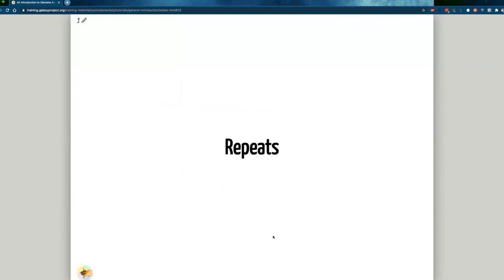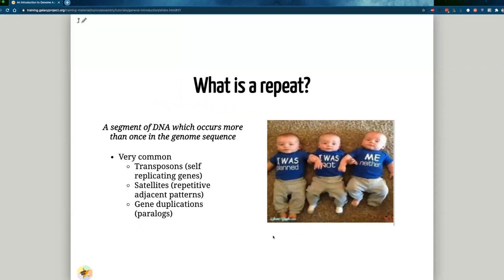Okay, so we're going to talk about repeats because they're really important in our genome assembly. What is a repeat? Well, a repeat's a segment of DNA which occurs more than once in the genome sequence. And they're very, very common. Things like transposons and satellites and gene duplications occur regularly in pretty much all genomes, except for viruses, because they're usually very compact. But pretty much everything else, bacteria, fungi, higher eukaryotes, plants, animals, all have huge numbers of repeats.